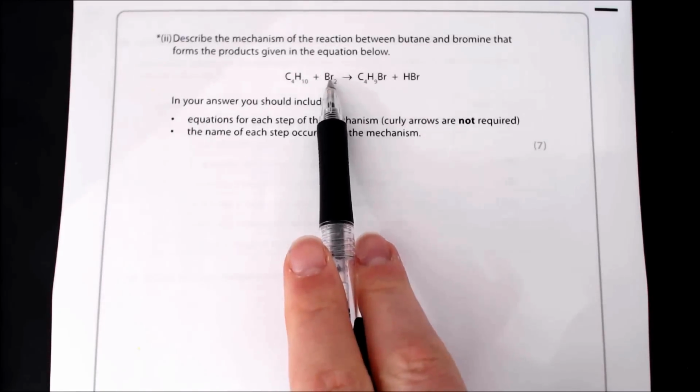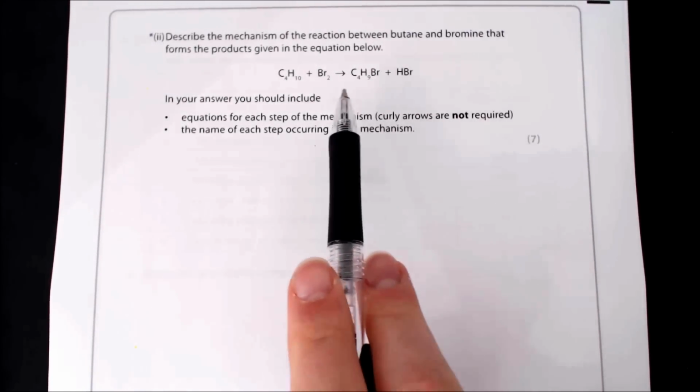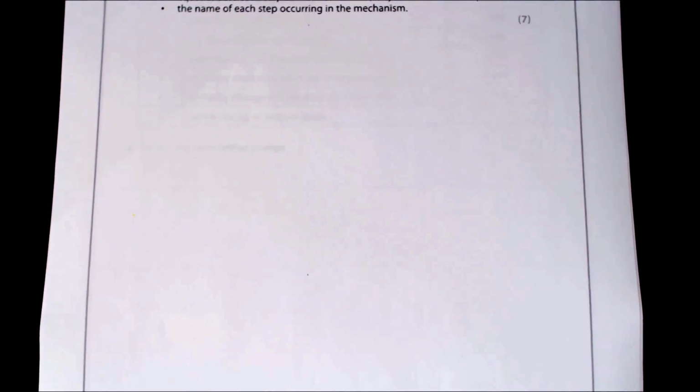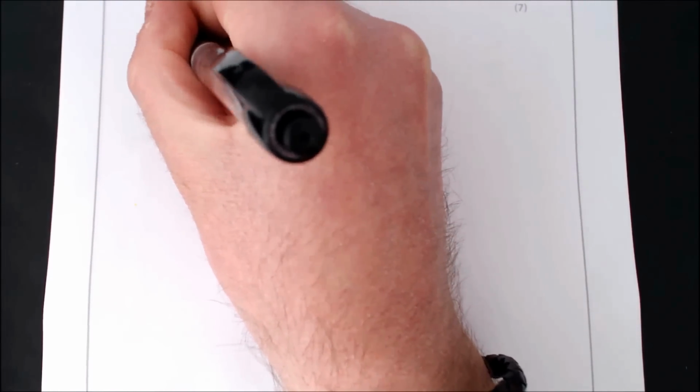So anything to do with adding a halogen onto an alkane, and where we're not required to write curly arrows, this is where we need to use the radical mechanism. So this is just like a list of equations and breaking them up into the different sections. So it's 7 marks, there's quite a bit here. So we'll just push that up so we've got plenty of blank space. Right, so the first one, with all these ones, is initiation.